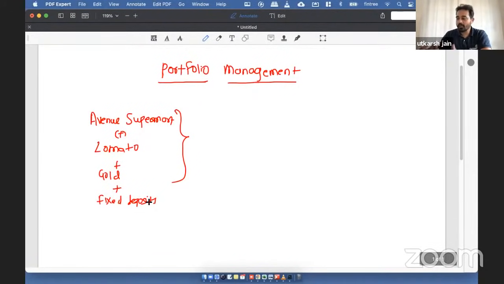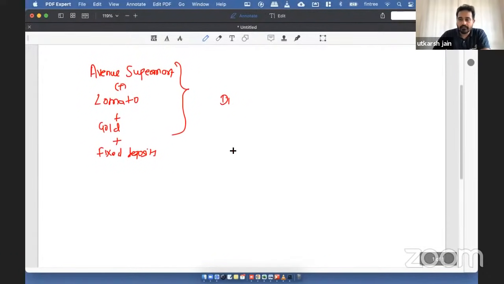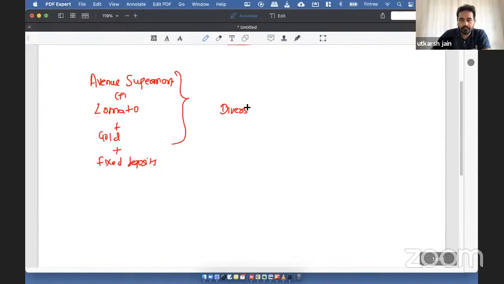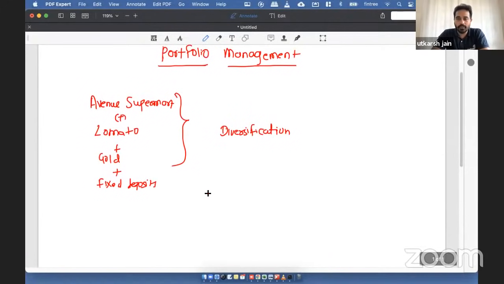And in finance, we call that as what? You're not putting all your money at one place, but putting it in different assets. We call that diversification, right? So we say diversification. So what we're trying to do is, instead of putting all our money at one place, we try to diversify. Now, isn't that a very intuitive concept that we should do it?